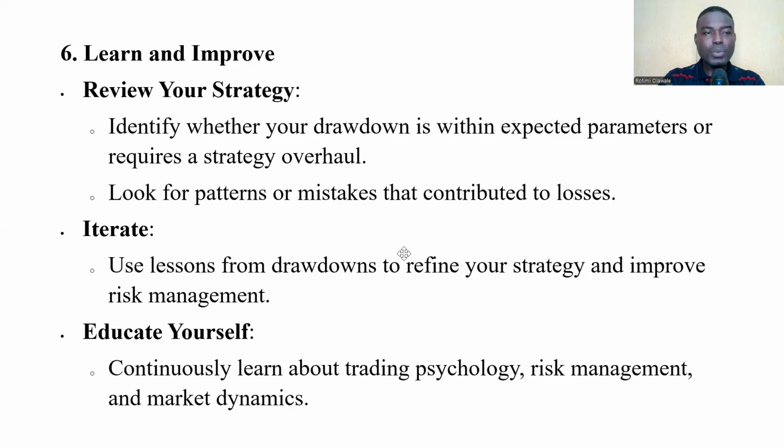The next thing you need to do under learn and improve is to iterate. Use lessons from drawdowns to refine your strategy and improve your risk management. See, for every losing trade you have, there is a lesson to learn. You're only learning how not to do it. So make sure you learn the lesson well and you don't repeat the same mistake again.